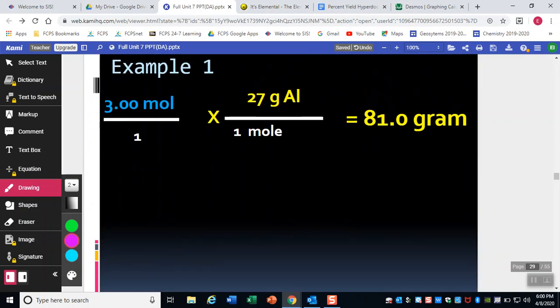All right. So notice how you set it up with what you're given. Then the moles are going to cross out. This you get from the periodic table. Just multiply on the top and boom.